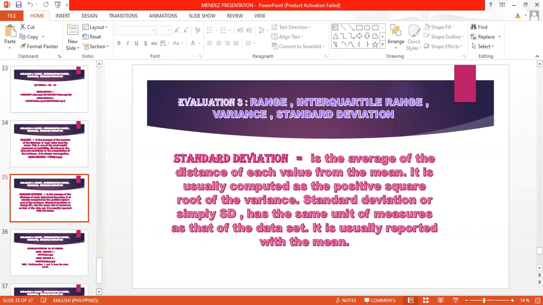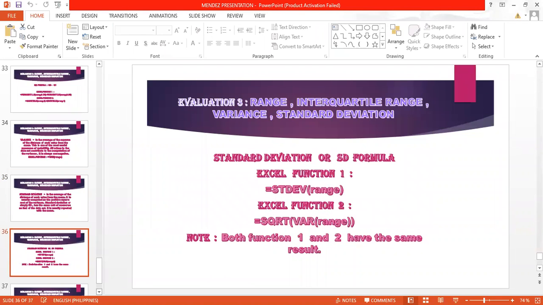Standard deviation is the average of the distance of each value from the mean. It is usually computed as the positive square root of the variance. Standard deviation, or simply STDEV, has the same unit of measure as that of the data set. It is usually reported with the mean. In the standard deviation formula, we may use function 1, which is equals STDEV open parenthesis range, then close parenthesis, or function 2, which is equals SQRT open parenthesis VAR open parenthesis range, close parenthesis, then close parenthesis. Both give the same results.